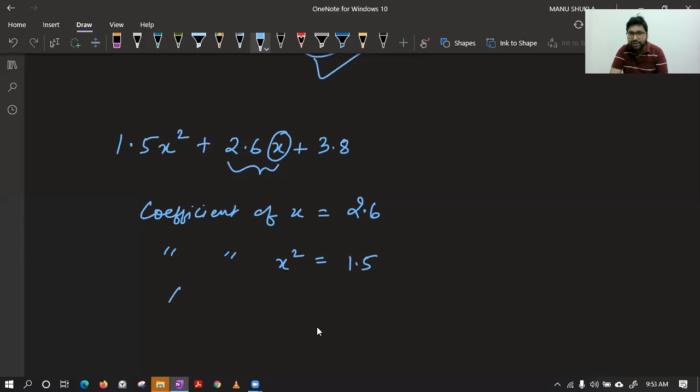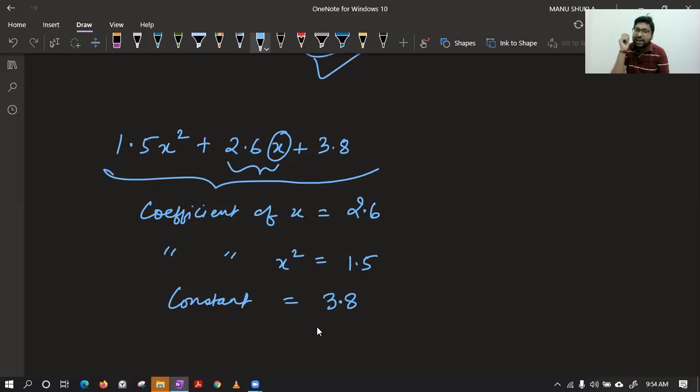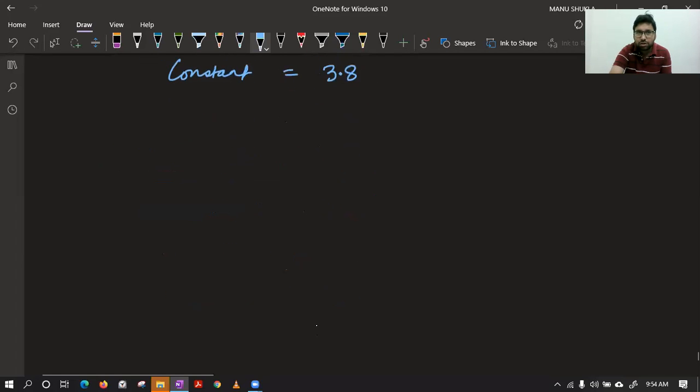If I ask the constant in this expression, tell me, what is the constant in the above expression? Please tell me. Yes, the constant is 3.8. Constant is that term which is having no variable. One more example for you, class.